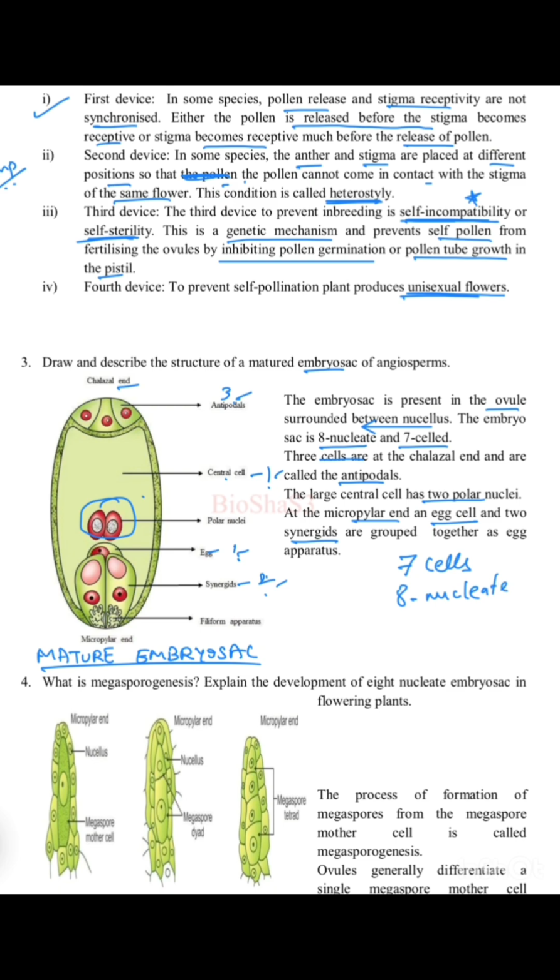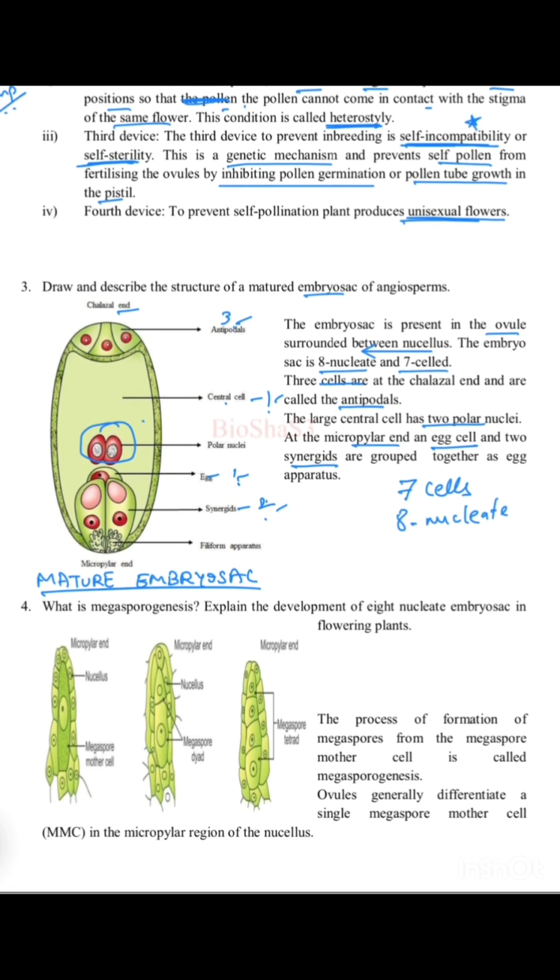Next question. What is megasporogenesis? Explain the development of 8 nucleate embryo sac in flowering plants. The process of formation of megaspores from the megaspore mother cell is called megasporogenesis. Ovules generally differentiate a single megaspore mother cell, that is MMC, in the micropylar region of the nucellus. So you can see the micropylar end, the nucellus, then the megaspore mother cell.